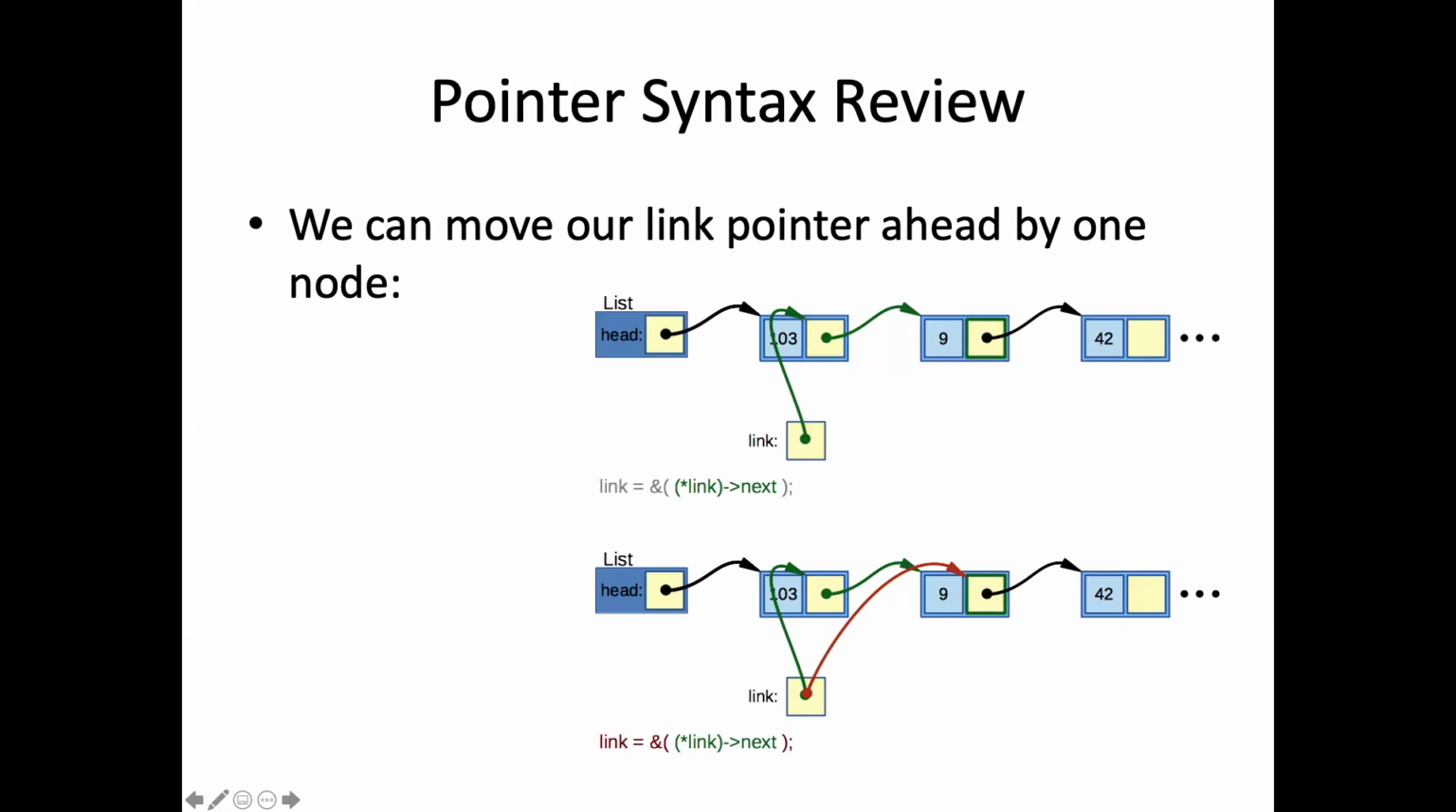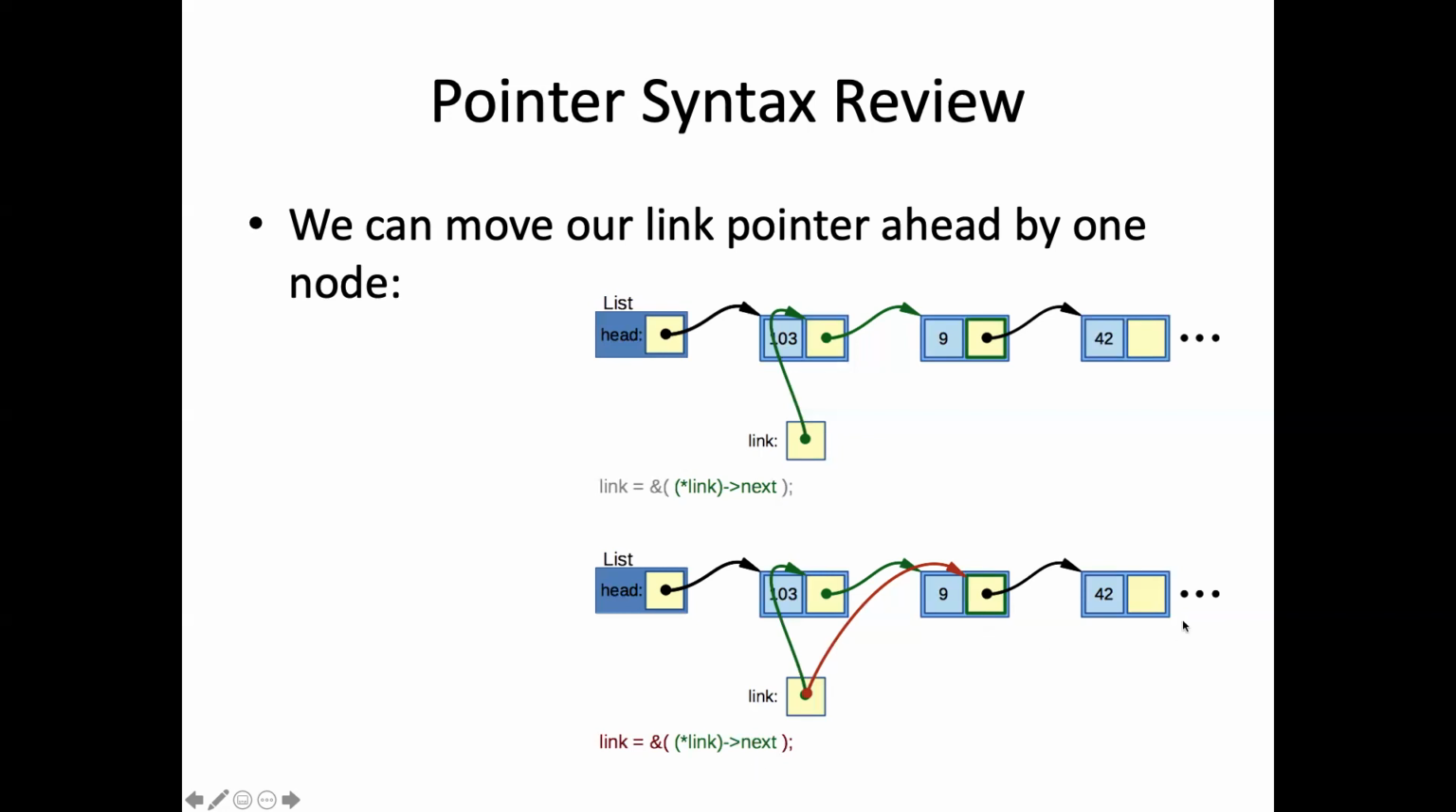So if you take link and you dereference it, star link, well, that's the pointer to this 9 node. If you put an arrow next on that, that's the next pointer inside this node. If you take the address of that, and that's this ampersand in front, then that's the address of the next pointer inside this node. And if you just make link point there instead, that's what I'm doing right here. Now link is pointing to the next pointer inside the next node, inside the node with this 9 on it.